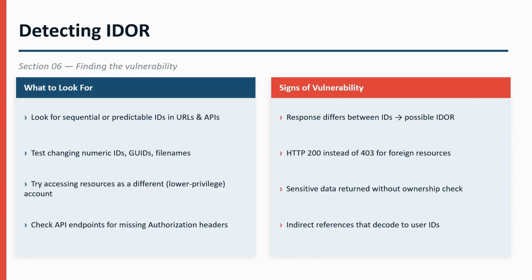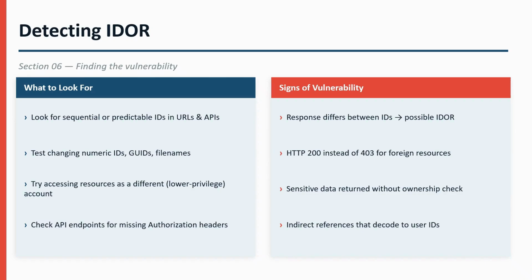Detecting IDOR. How do we actually find IDOR vulnerabilities? Here's what to look for. Scan your application for sequential or predictable IDs appearing in URLs, API endpoints, or request bodies. Try changing numeric IDs, GUIDs, and file names to see if the server validates ownership. A great technique is to create 2 separate test accounts and try accessing account B's resources while authenticating as account A. Also check API endpoints for missing authorization headers.